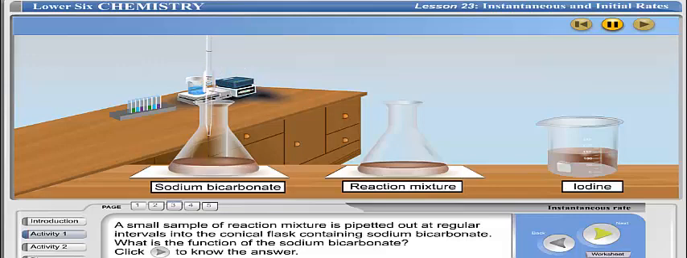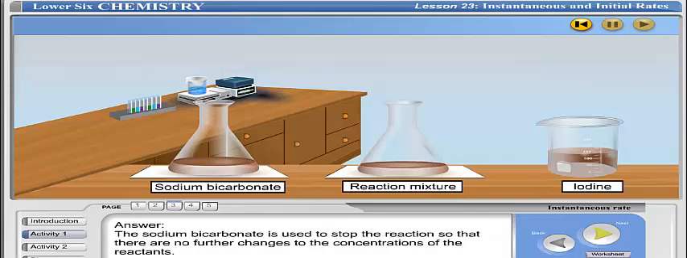What is the function of the sodium bicarbonate? Click Next to know the answer. Answer: The sodium bicarbonate is used to stop the reaction so that there are no further changes to the concentrations of the reactants.